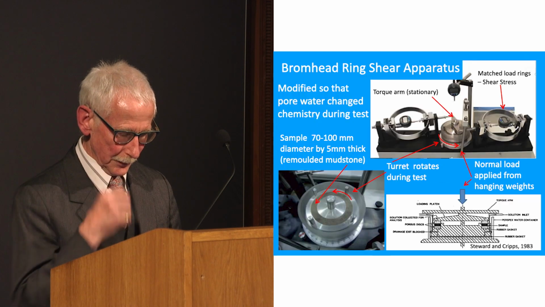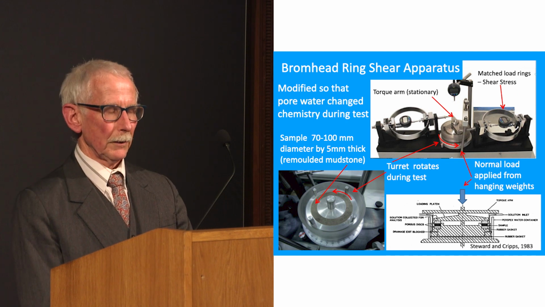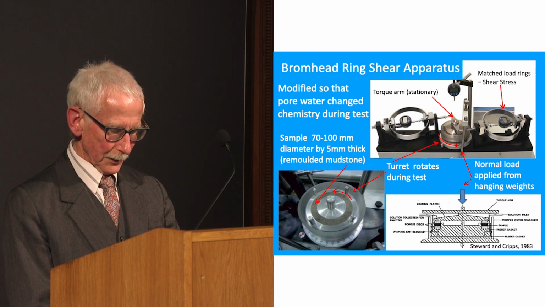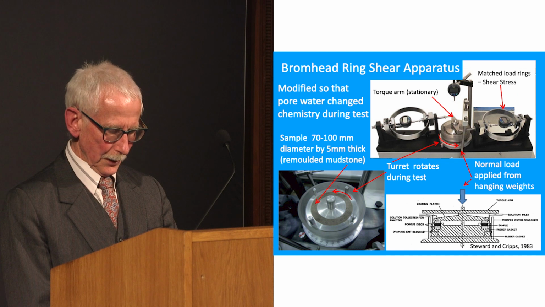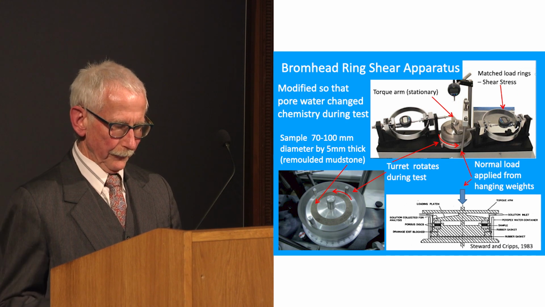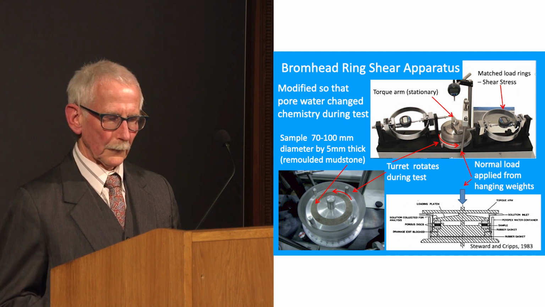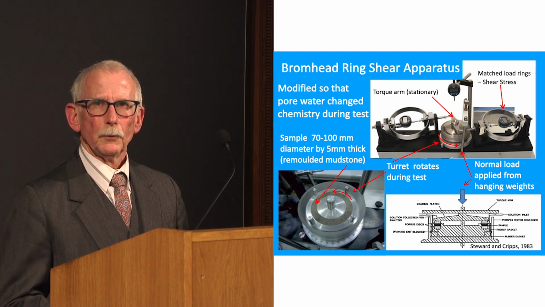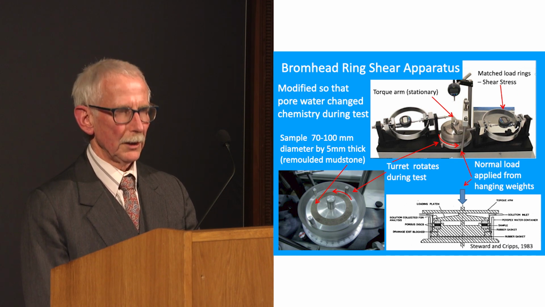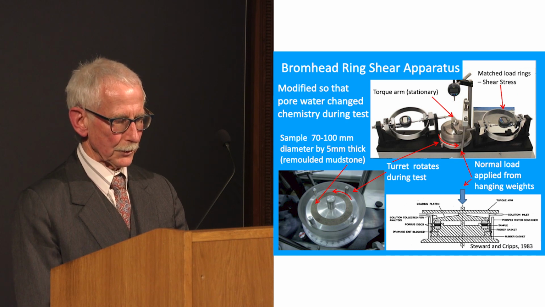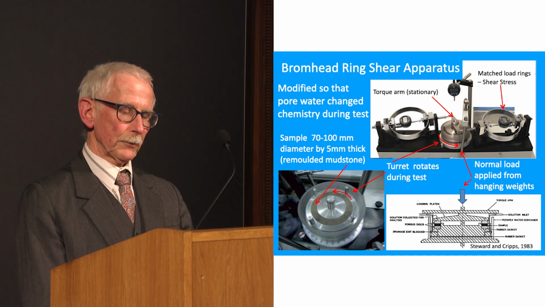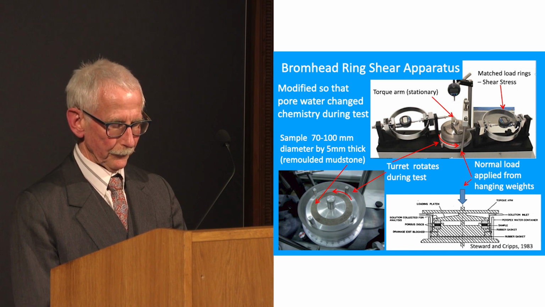As I mentioned, there was a possibility that the presence of aluminium and potassium indicated that clay minerals were being attacked by the acid, and we were interested to see whether or not this had any effect on the residual shear strength of the material and therefore affecting the stability of the landslide. In order to do this, we undertook tests using a modified Bromhead ring shear apparatus in which we could change the pore water composition during the tests and measure the residual shear strength without making changes to other variables which might have affected the results.